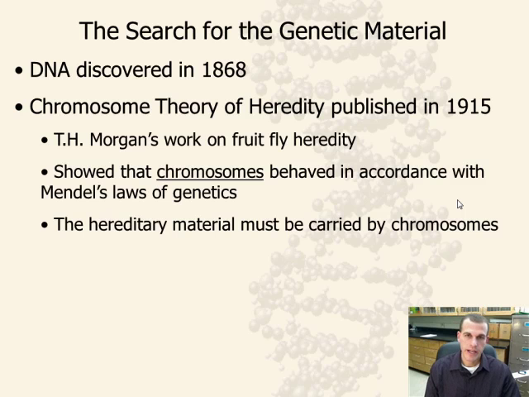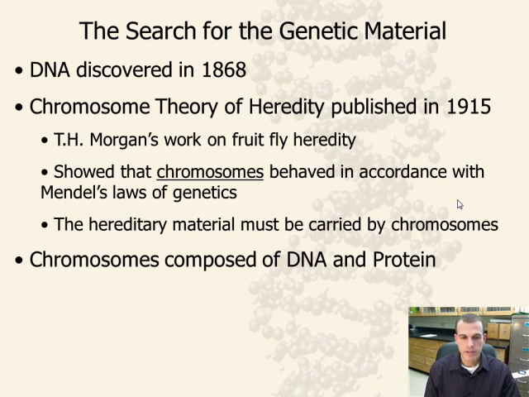So with T.H. Morgan's work, he proved that chromosomes had the material in them that carried the genetic information. Now, chromosomes are made up of a couple of other substances called DNA and protein. So now the scientists knew that chromosomes contained the information, but out of these two molecules, DNA and protein, they were not sure which one actually carried the genetic information.